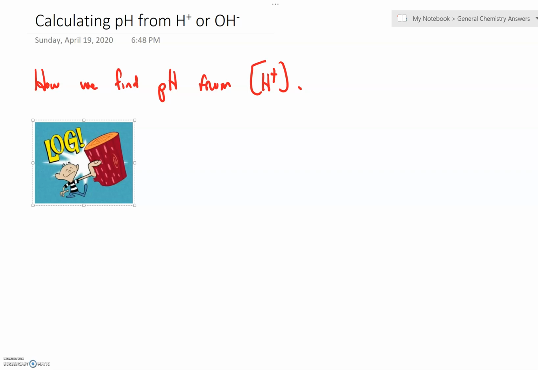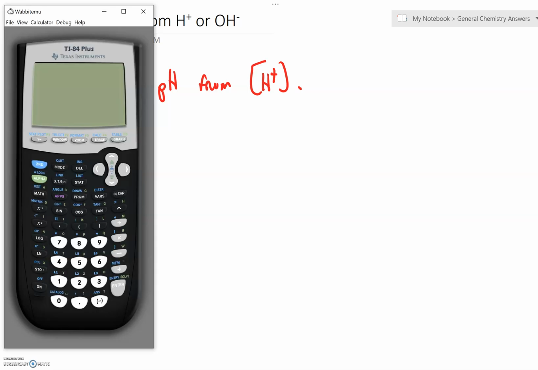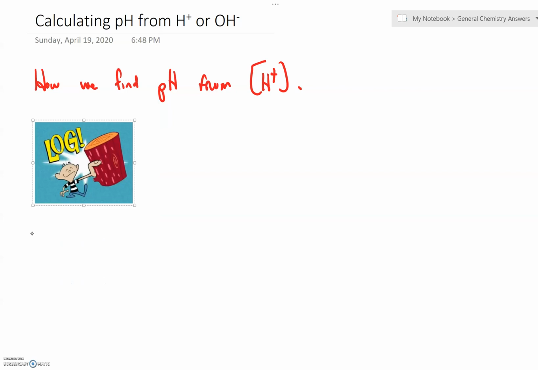So, welcome to log. It's a function on your calculator. You see it here, right down here. It's the button that says log. All right, I'll show you how it works. So, how we find pH from the concentration of H+. It's a real simple equation.